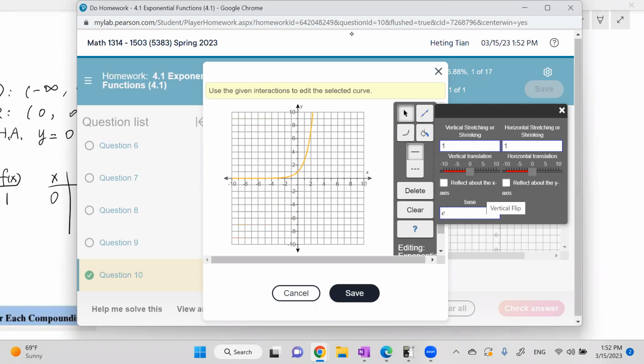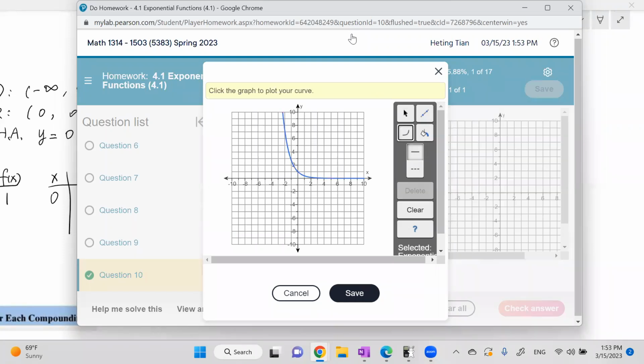Is there any reflection about the y-axis? Yes, all the x becomes negative. We select this, and the base is e. Then next step, I will click the exponential tool again, to make it blue. If you save it and submit it now, it will give you the wrong solution.